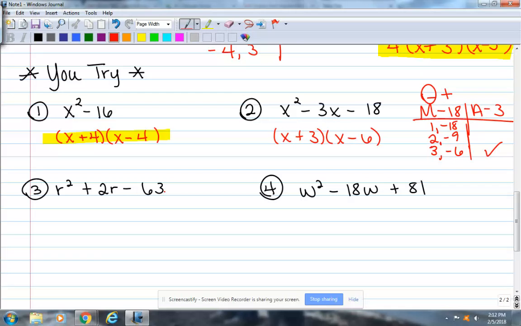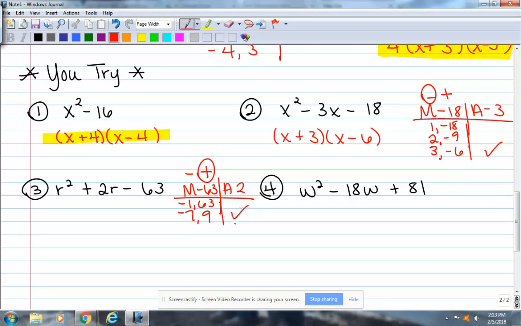Number 3. This time we're multiplying to get negative 63, and we want to add to get positive 2. What kind of signs do I need? Positive and negative. And the bigger one is going to be a what this time? Positive. So what do we know multiplies to get 63? 9 times 7. That's the only thing I know that does that besides 63 and 1. Okay, so 9 times negative 7. Does negative 7 times 9 add to get 2?